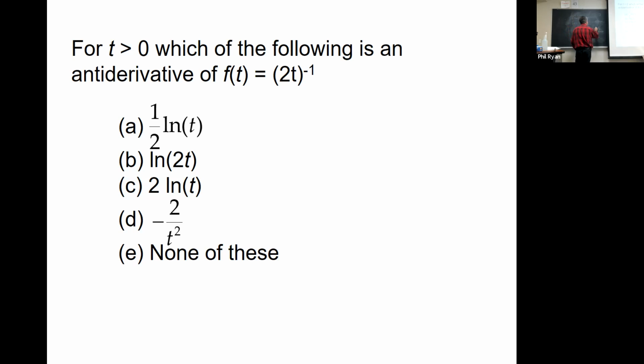That's -2t to the -2. How do we take the derivative? What do we do to the power? We bring it down, so it becomes 4, because -2 times -2. And then we subtract 1 from the power and get t to the -3. Okay. That's not going to work.